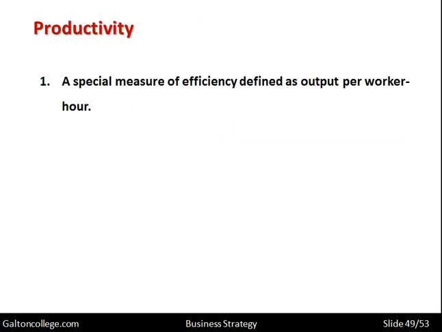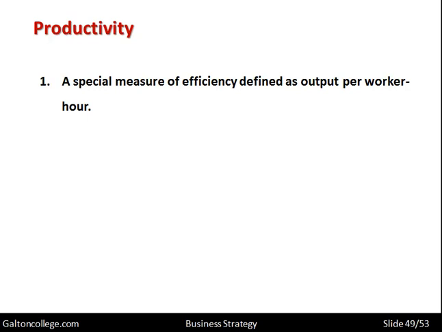Now, productivity, well, a special measure of efficiency defined as output per worker hour. So it's possible to work out the productivity of a machine or of a particular worker by looking at the output per worker per hour. Let me say immediately there are all sorts of issues associated with this.